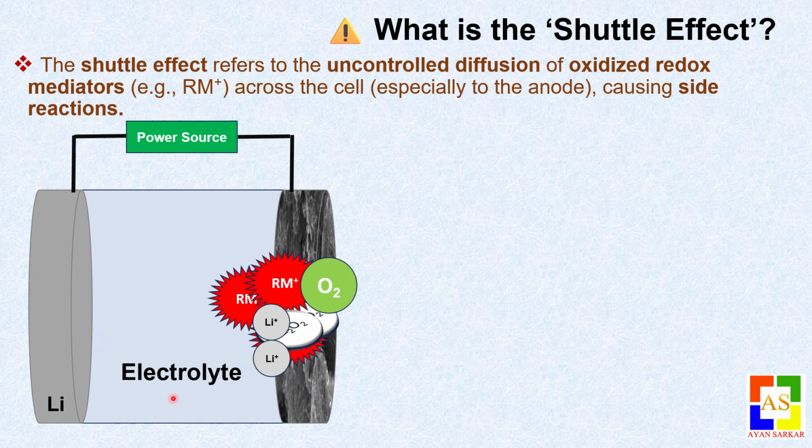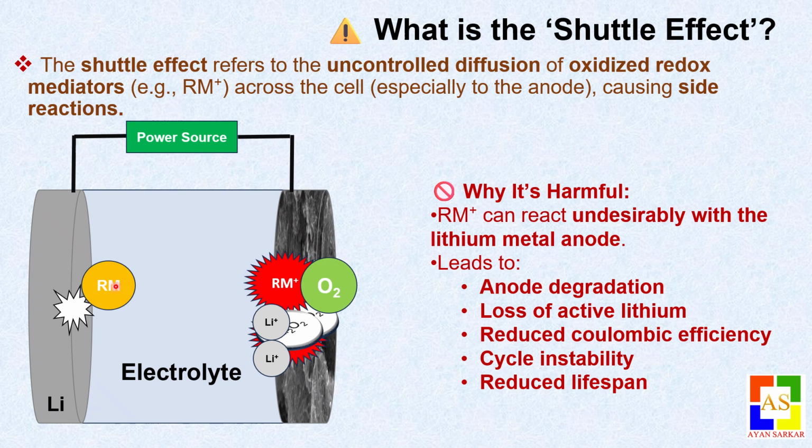Now we have an animation to understand this process. This is basically the charging state of this lithium-oxygen battery. We have Li2O2 and the redox mediator is already oxidized, and we have lithium ions as well. See, this redox mediator will diffuse through the electrolyte to the anode. Here you can see it will react and cause some side reaction or anode passivation, and it can go back to its original state, and it can also move back to the cathode.